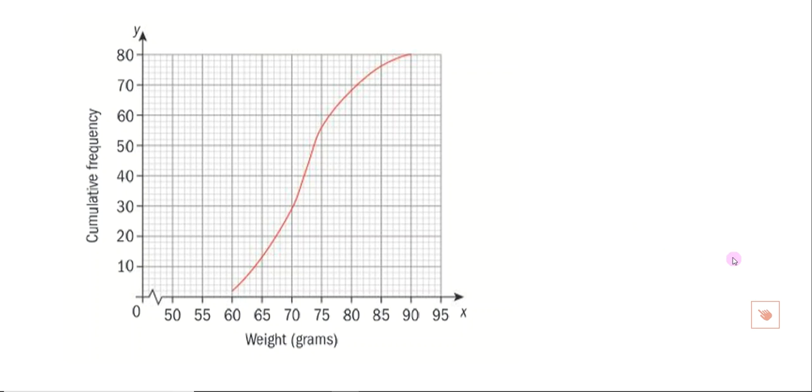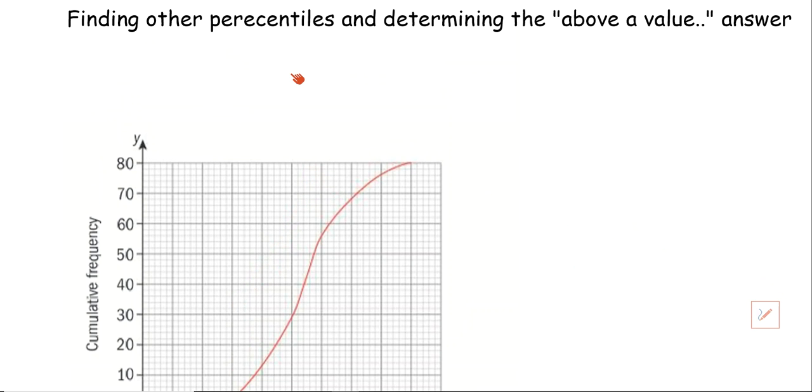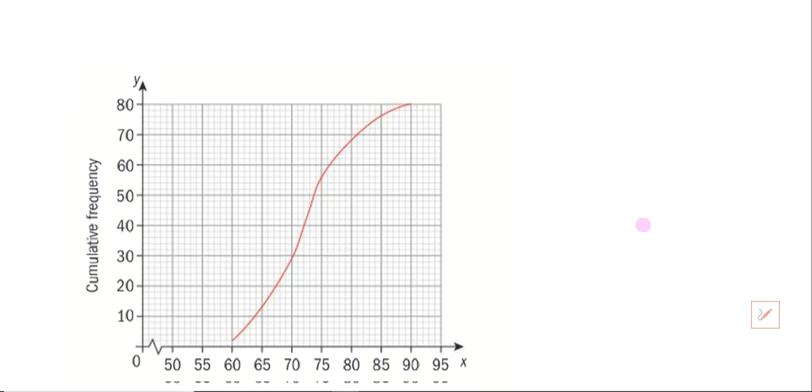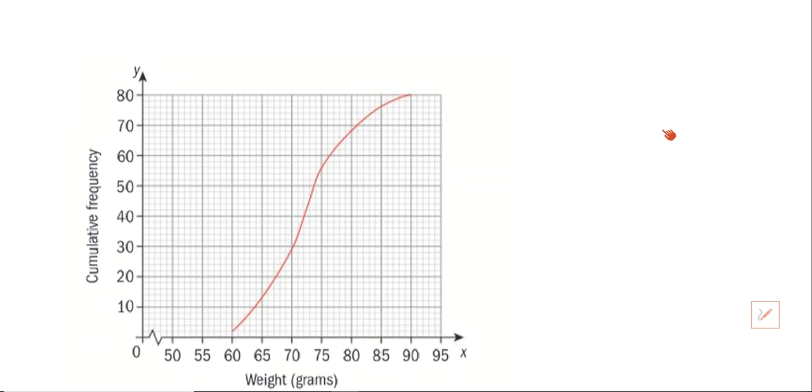So when I said in the title, finding other percentiles, all right, what do you think I mean by percentiles? Well, let me tell you, the median is the 50th percentile. Each of the percentiles is a point on the line. So the upper quartile value would be the 75th percentile. The lower quartile would be the, right?